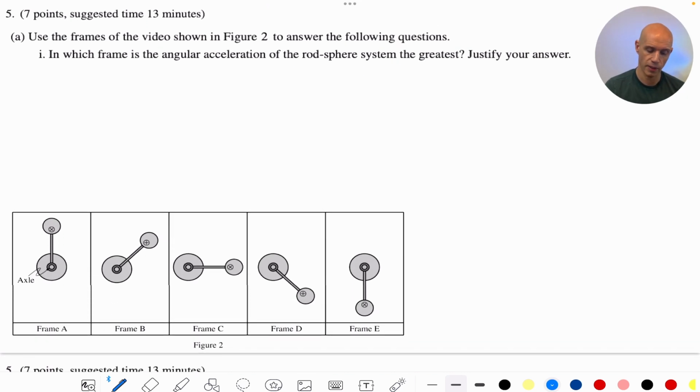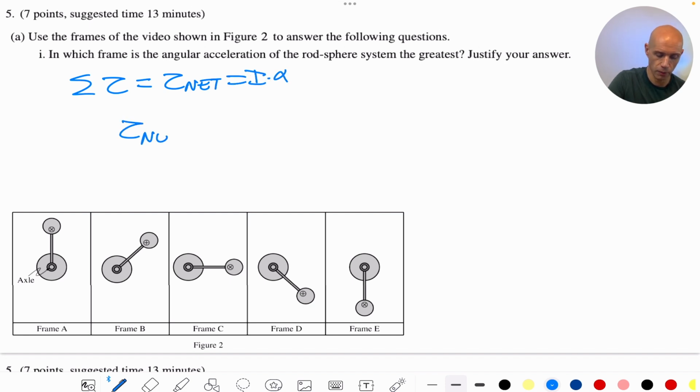In which frame is the angular acceleration of the rod the greatest? So the basic principle that we are going to use is that the net torque equals I times alpha. Now, remember how we compute the torque. It is the distance to where we apply the force, so it's going to be this distance to the center of mass, call it L, doesn't matter, and then the force. Which force do we have here? We have gravity, gravity, gravity, gravity, and gravity.